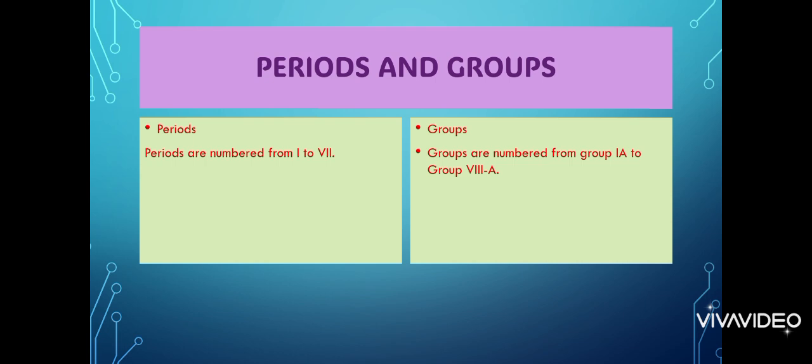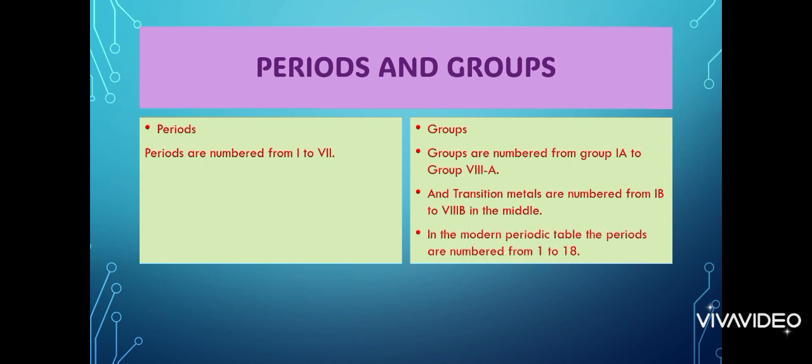First two lines on the left hand side are group 1A and 2A, and the other lines on the right hand side are from group 3A, 4A, 5A, 6A, 7A and 8A. And in the middle there are transition metals that are numbered from group 1B to 8B. In the modern periodic table, the groups are numbered from 1 to 18.